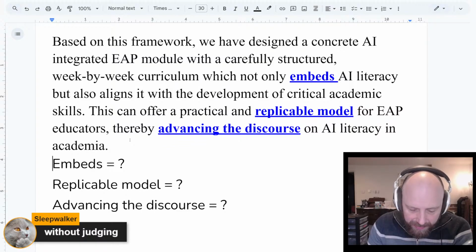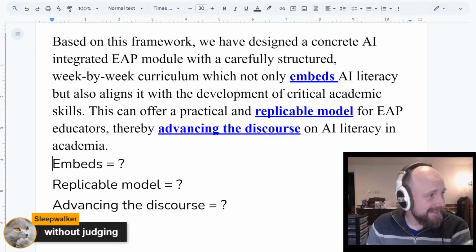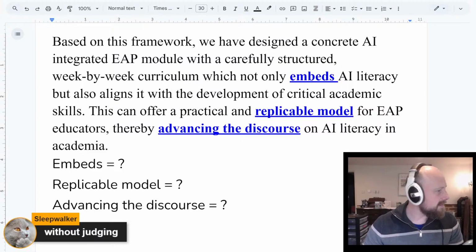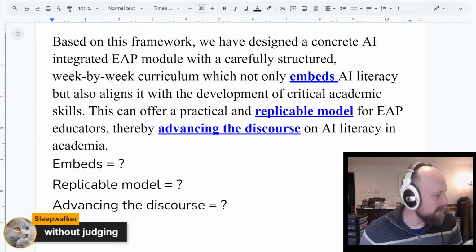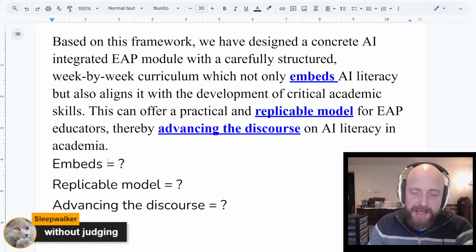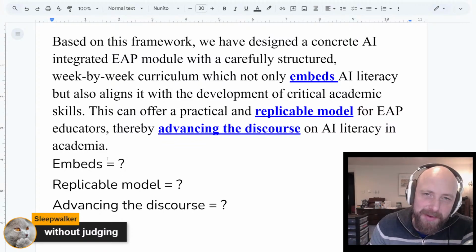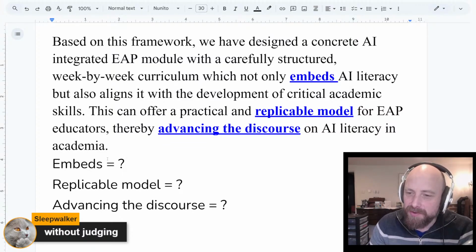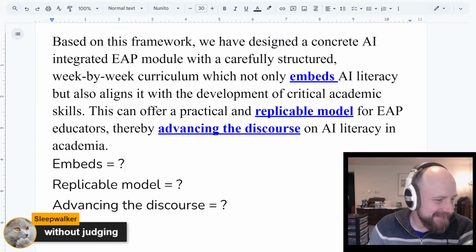replicable. Replicable. It's replicable. A replicable model. This model is replicable. Replicable. A replicable model.